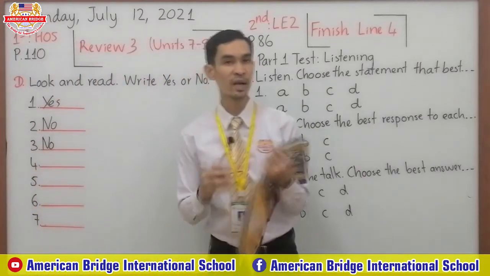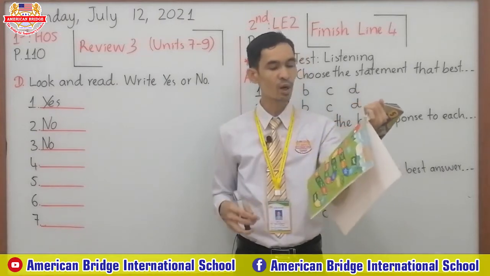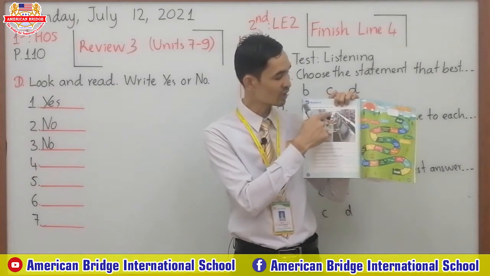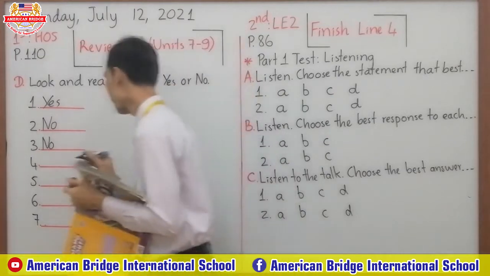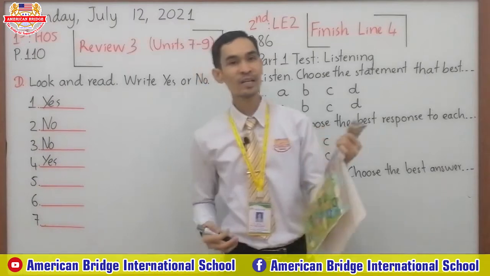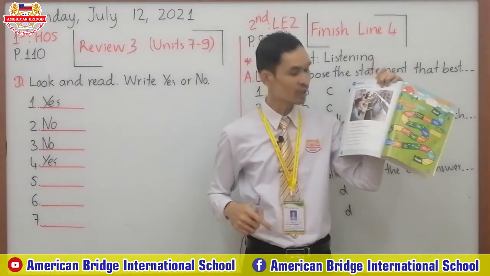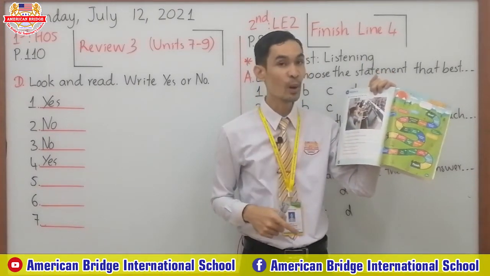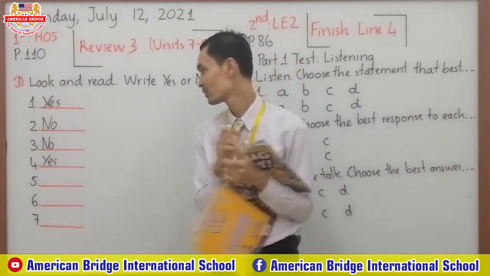Okay, so now look at number 4. There are 4 people using desktop computers. 4 people. Let's count all together, everyone. 1, 2, 3, 4. Okay, correct. So it must be yes. Okay, so now let's continue to number 5. Everyone is watching a quiz show. Do you see a quiz show on the screen? Not a quiz show, right? So this one, it must be no.